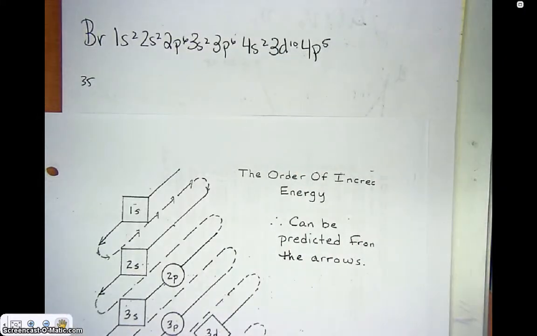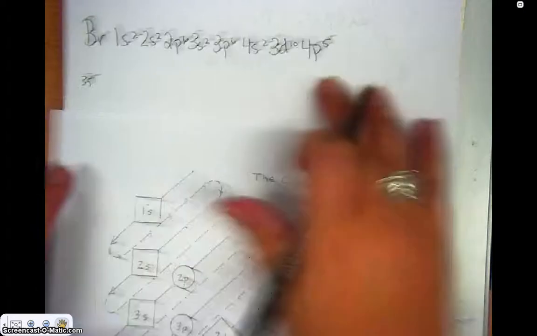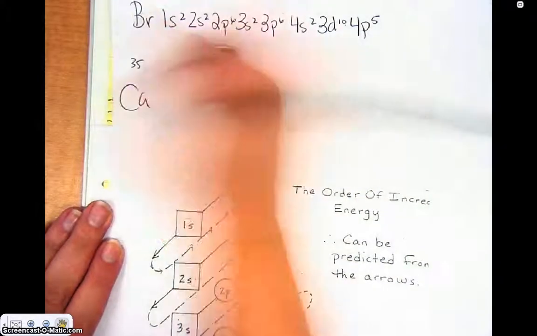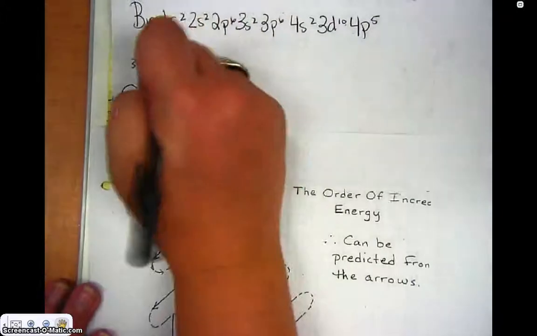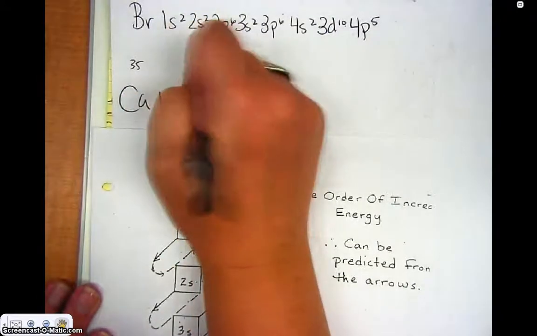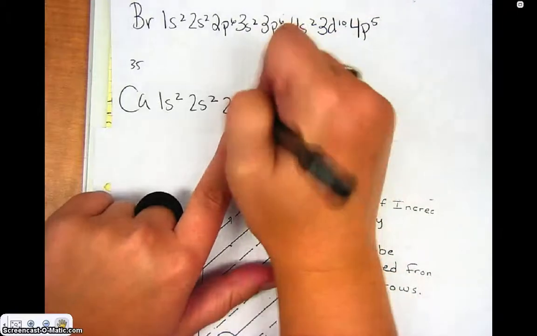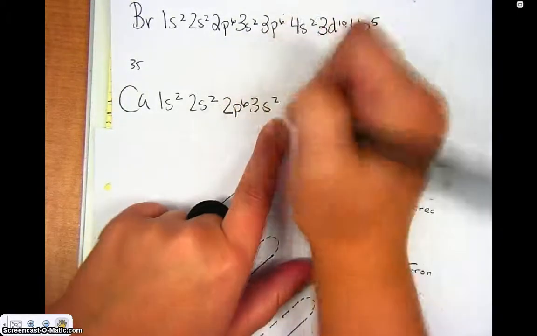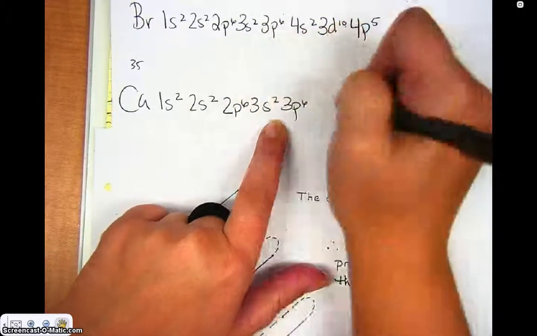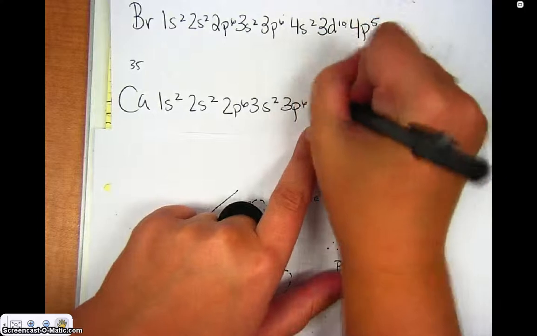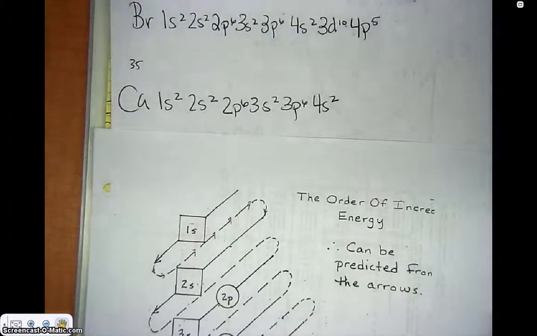So it's essentially an orbital diagram without having to draw all the boxes and all the arrows, so it's our first shortcut. Let me do one more, and then we'll leave it at that. Let's do calcium. Calcium has 20, so I'm just going to start. 1s2, 2s2, 2p6, I'm up to 10, 3s2 is 12, 3p6 is 18, 4s2 is a total of 20 electrons.